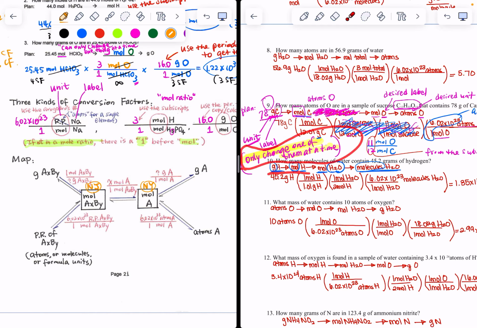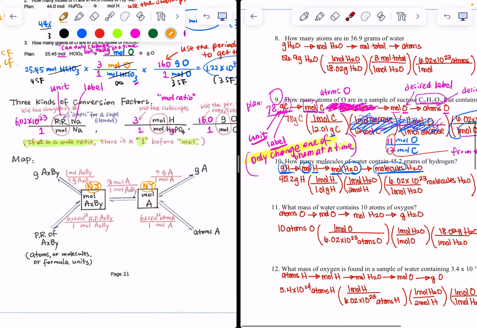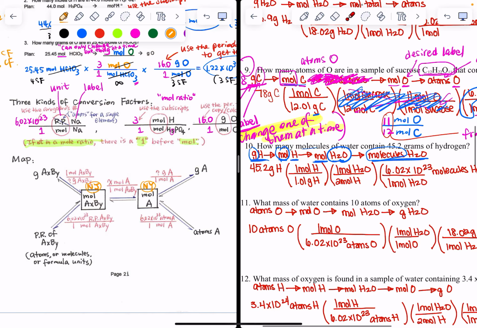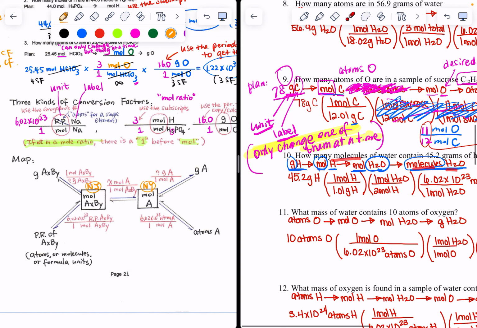When you make a plan, for example, for question 10, the question says how many molecules of water contain 45.2 grams of hydrogen? So one number is given, so when you make the plan, of course, you start with gram. Hydrogen is the element here. And then the desired unit is molecule and water. So in the video, I emphasized both units and labels are required from this moment on.